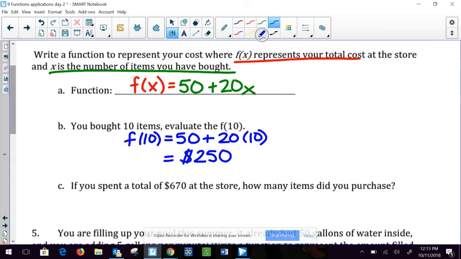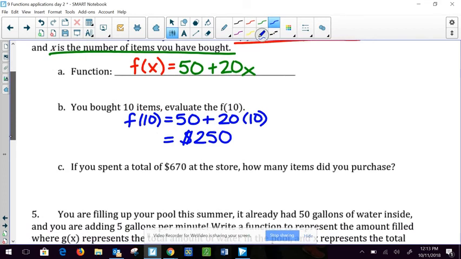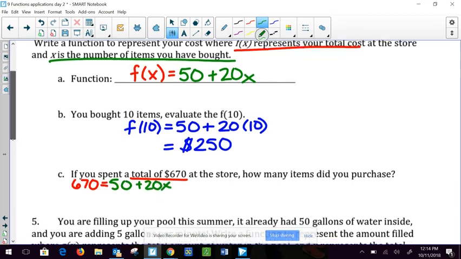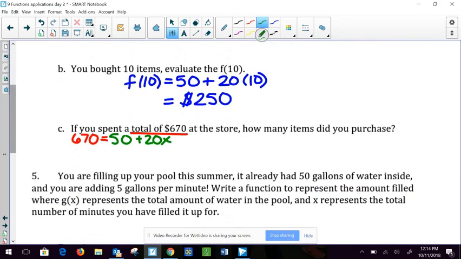Letter C is a little bit different because it's telling us that we spent a total of $670 and we want to know how many items were purchased. So remember, it told us that f of x represents the total cost. So if this was my total that was spent, I'm now going to do 670 is equal to my equation so I can solve whatever is left. So 50 plus 20x. This part is pretty much the same as what we've done in the past.